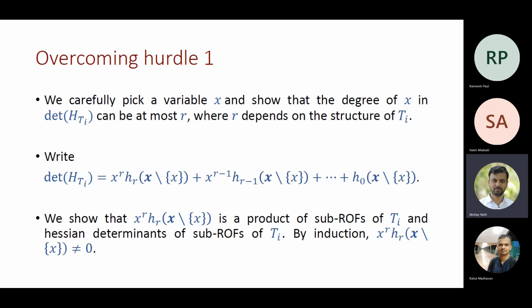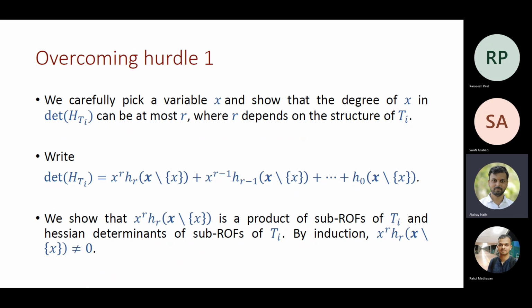So basically what we are doing is we have picked a special variable x, and we are writing the Hessian determinant as a univariate polynomial in x. So hr of x minus x is just a leading coefficient, but now since we are writing it as a univariate polynomial, the leading coefficient is in all the other variables. This also crucially depends on the structure of Ti.